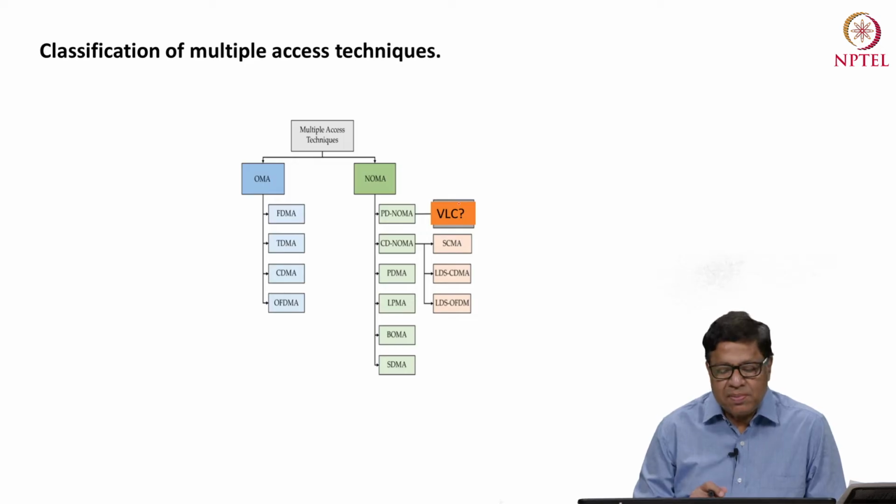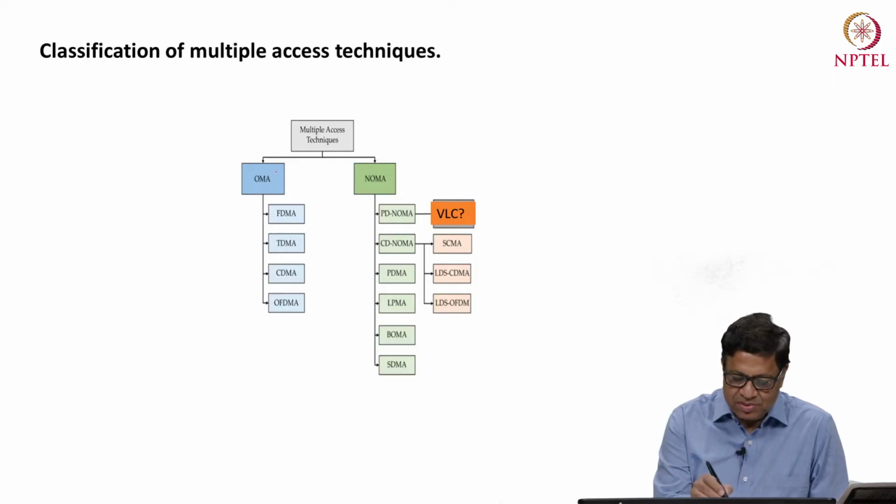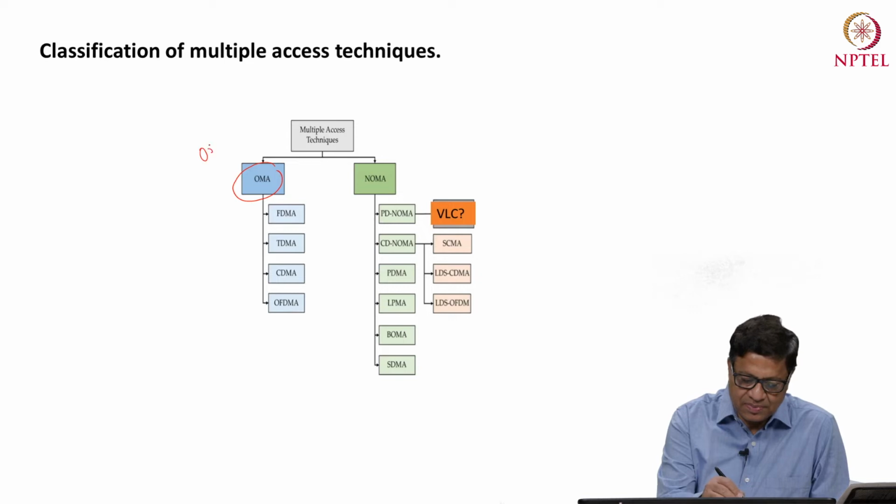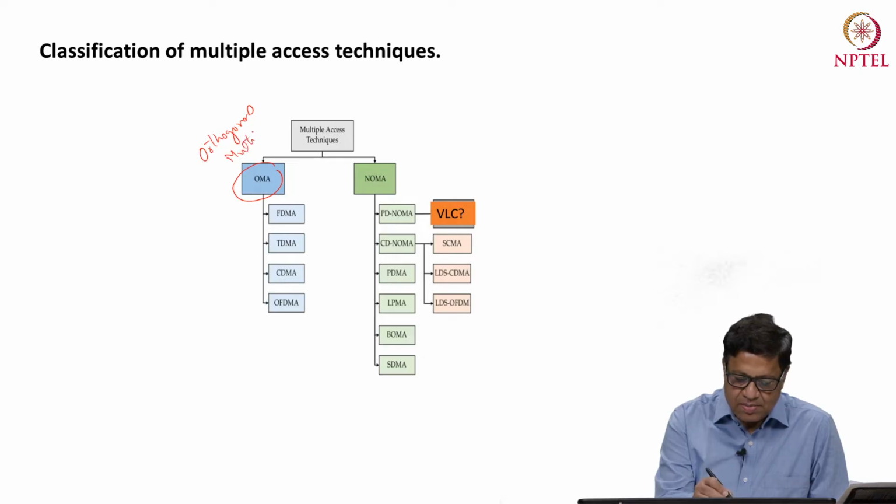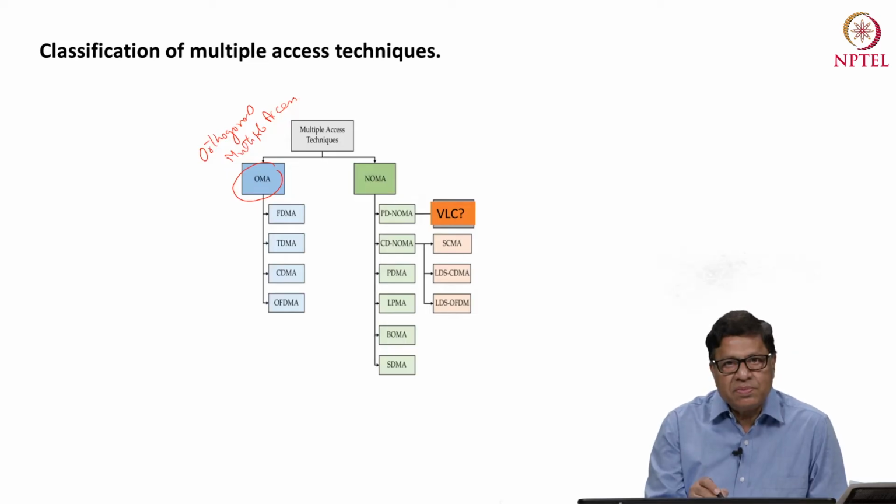Now, there are various multiple access techniques, both in the orthogonal space as well as the non-orthogonal space. This is orthogonal multiple access, OMA. Under this, you have FDMA, frequency division multiple access. Basically, the 1G system was built around this. Then TDMA, time division multiple access, which the 2G system was built around. Then CDMA, code division multiple access, which the 3G system was built around. And then 4G uses OFDM, orthogonal frequency division multiple access.